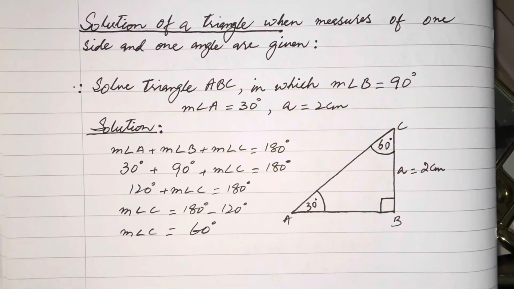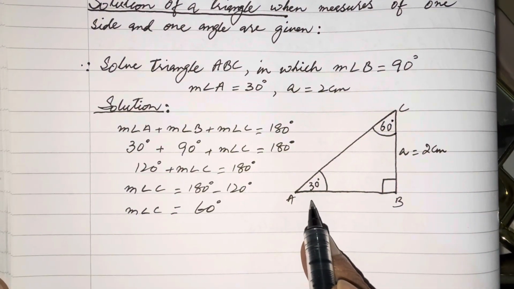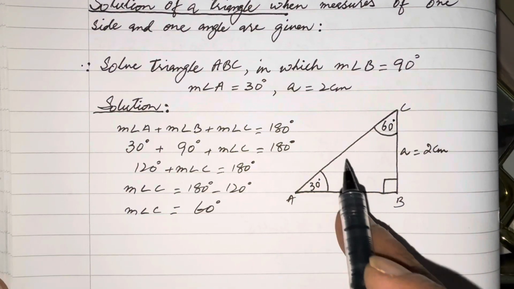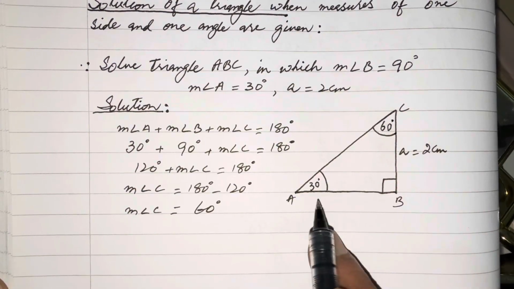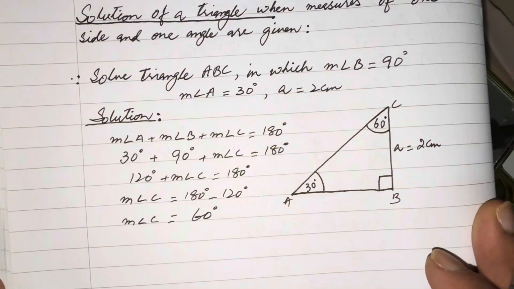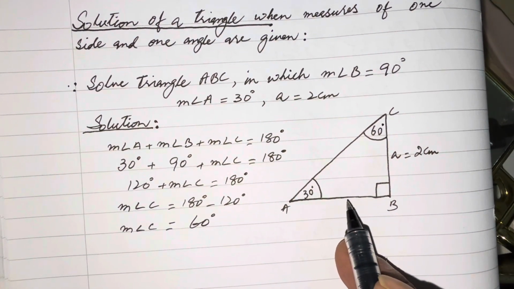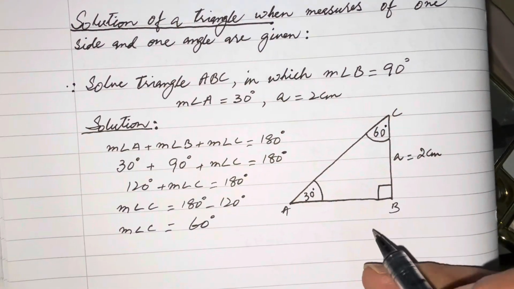So now all the three angles have been found. Now we are going to find the length of the other two sides of a right angle triangle. For that purpose we are going to use the trigonometric ratios. How can we find them? Let's see.